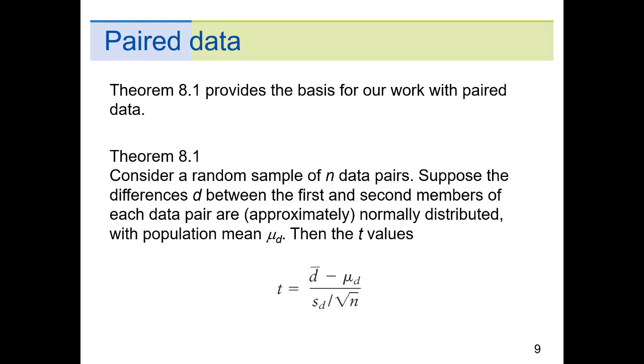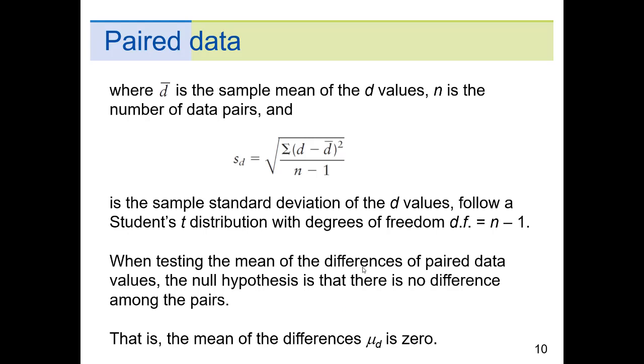Theorem 8.1 just shows how this works. You don't need to know Theorem 8.1, but it simply tells us how we would find t-scores from this. If we have a random sample of n data pairs, like n pairs of feet, suppose the difference d between the first and second members of each data pair are approximately normally distributed, with a population mean of mu sub d. Then the t-value is computed like that, where d bar is the sample mean of the d values, n is the number of data pairs, and s sub d is the sample standard deviation of the d values. This uses a student's t distribution with degrees of freedom n minus 1.